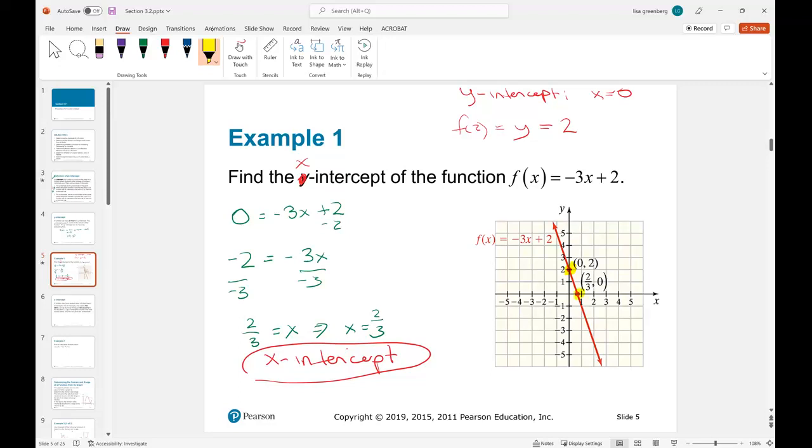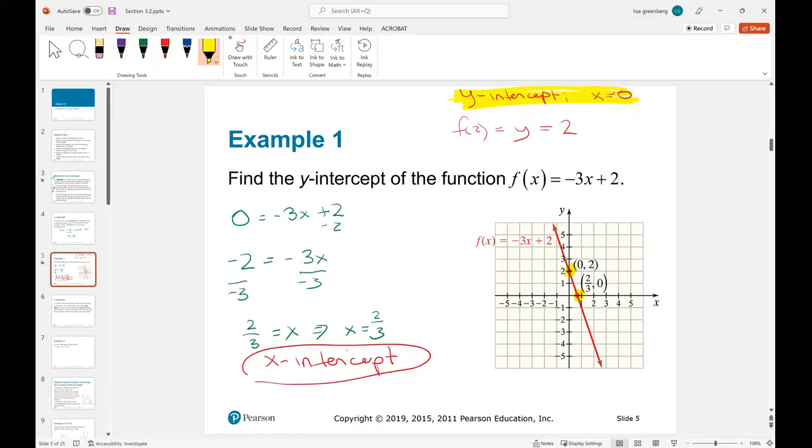So again, my apologies. When I want to find the y-intercept, I set x equal to 0. And when I want to find the x-intercept, I set y equal to 0. Okay, so I did it backwards. Again, my apologies.